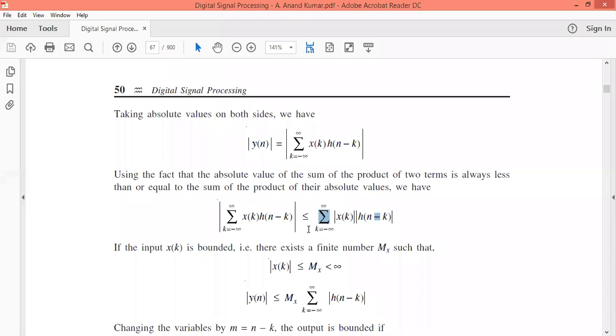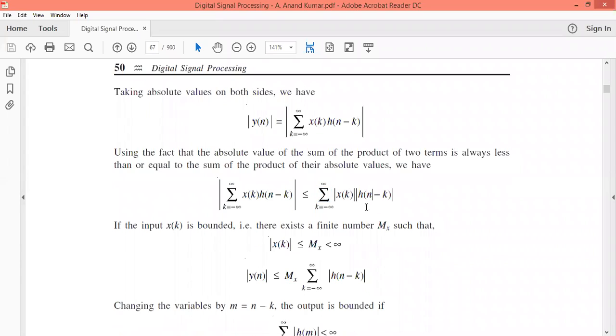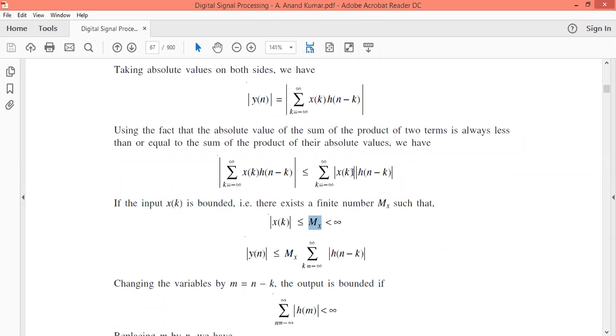Just now we have discussed what x of k is. x of k has some bounded, finite value. We write it as mod x of k is less than or equal to mx, less than infinity. Since it is a constant, we write mx outside the summation. Mod y of n is less than or equal to mx times the summation from k equals minus infinity to plus infinity of mod h of n minus k.